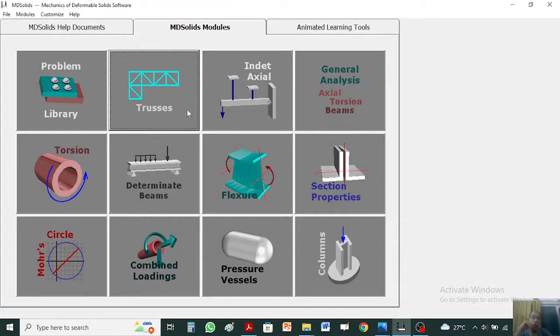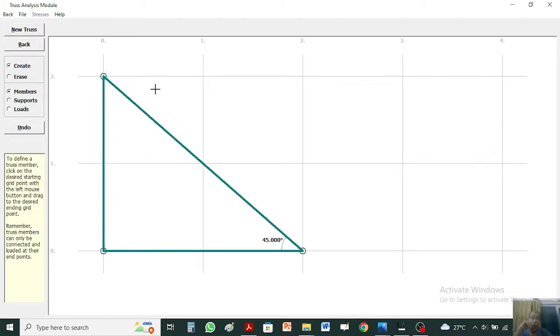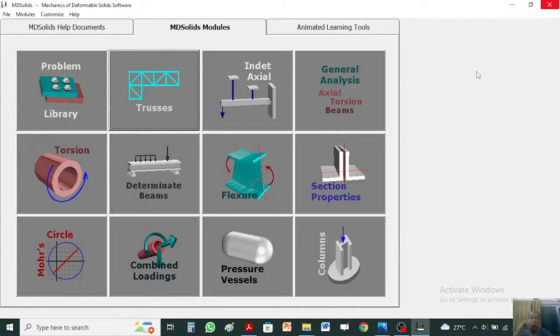For this we'll use the software called MD Solids, and let's start solving the structure. If you look at its structure, let's start from the very beginning.